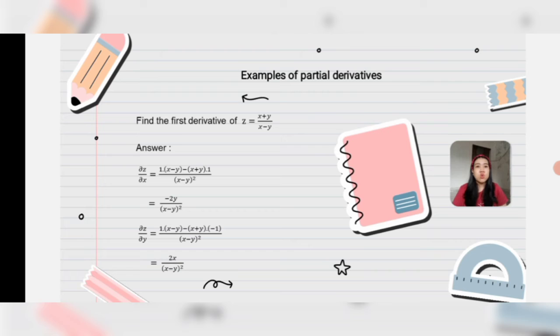Next, dou z by dou y equals 1 times (x minus y) minus (x plus y) times (minus 1), over (x minus y) to the power of 2, equals 2x over (x minus y) to the power of 2.